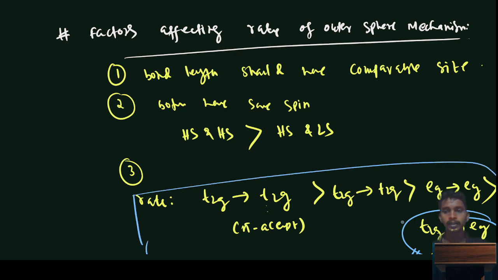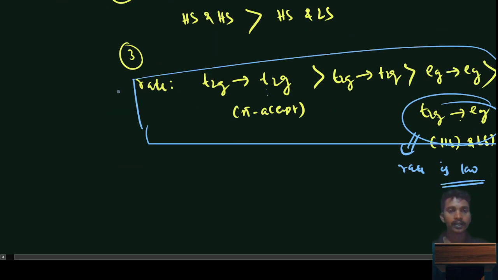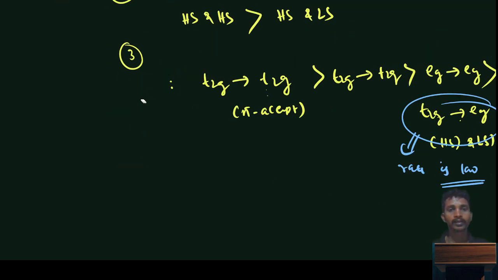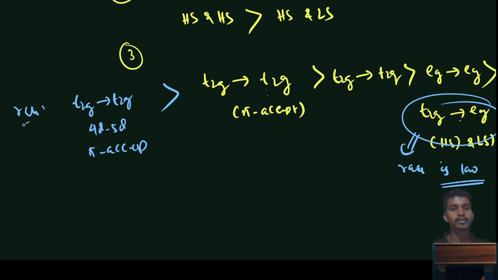Okay, and note that in another case, say the rate is T2g to T2g, and it is a 4d or 5d series, and we have a pi acceptor, then that is a very high rate. So first we look at whether it is a 4d or 5d series, then it is very high; a pi acceptor is also there, so in that case the rate is very high. So these are the rates. We will solve examples to make this point clearer.